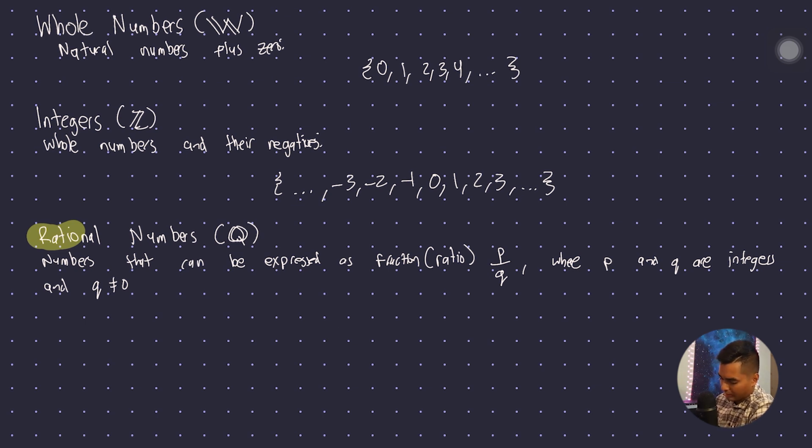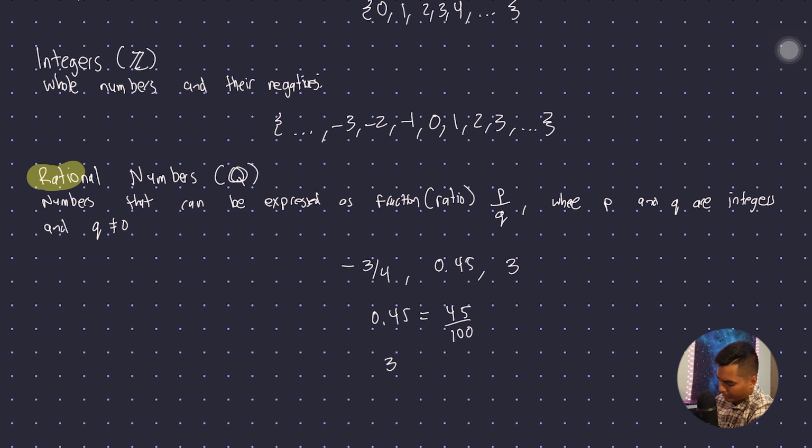This could include, for instance, the number -3/4. We can include the number 0.45, because 0.45 can be written as a ratio of 45 divided by 100. What other numbers can we have here? We can also have the number +3, because the number 3 is a ratio that can be expressed as 3 divided by 1.